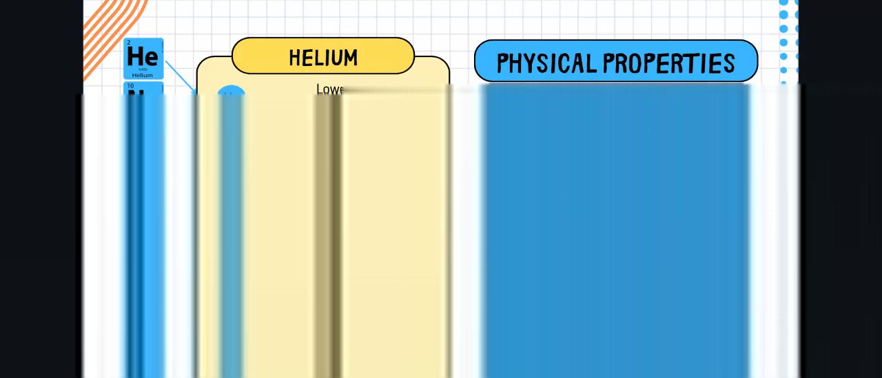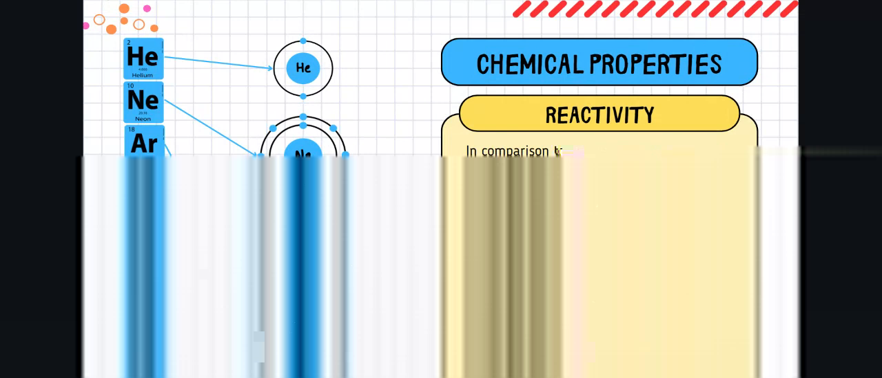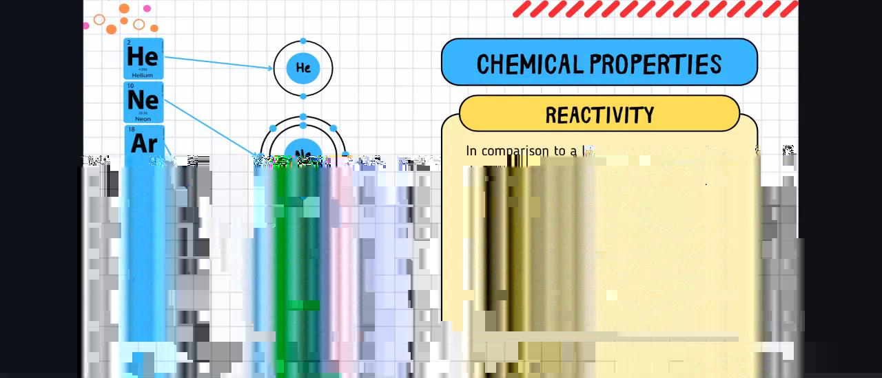And now that we've understood the physical properties, we also have to understand the chemical properties. Just like the physical properties, noble gases only have one chemical property: reactivity. Reactivity here means that, unlike a lot of elements, noble gases are extremely unreactive. So, scientists call these elements inert. This is because they don't take part in chemical reactions, and even if they do, it's extremely rare.